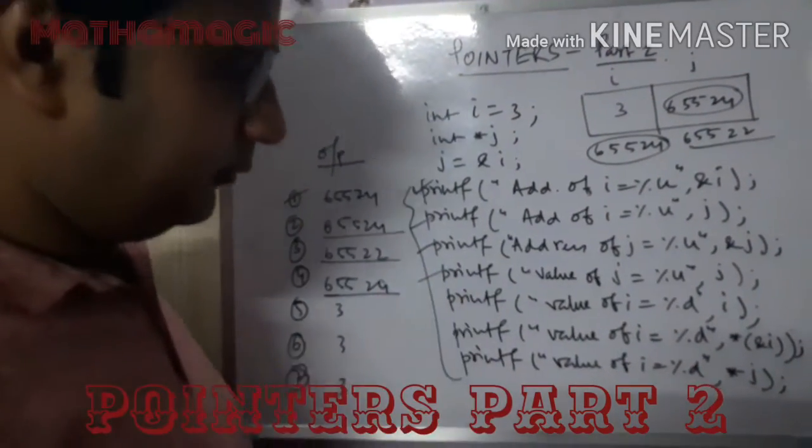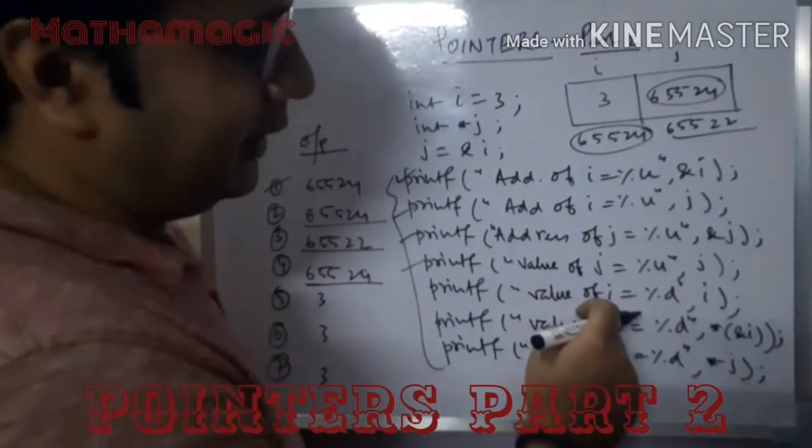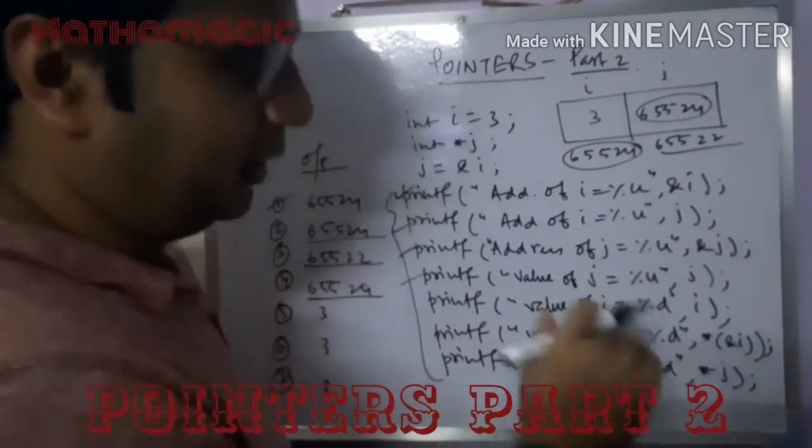Now we are going for the fifth one. So printf, it is written that value of i is equal to %d, comma i.